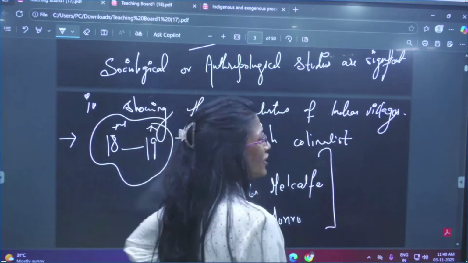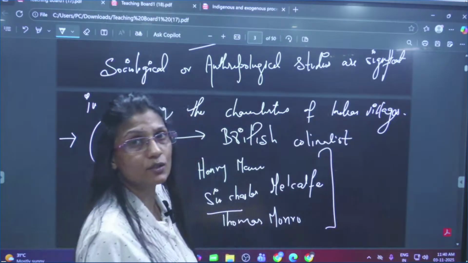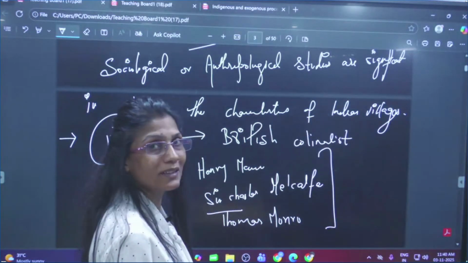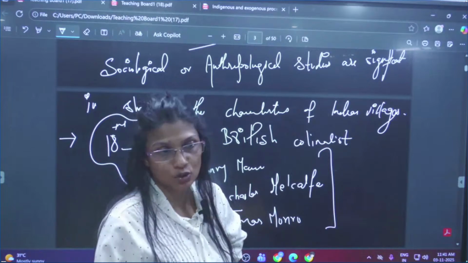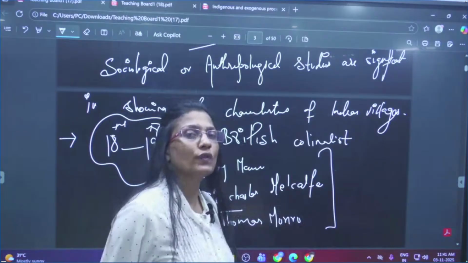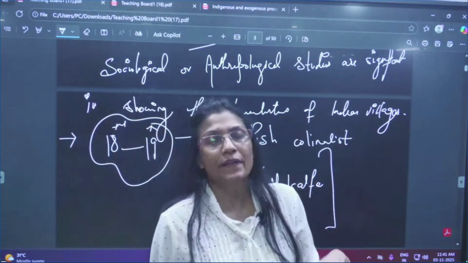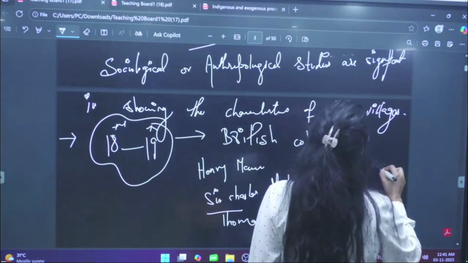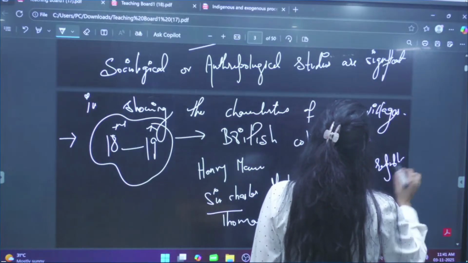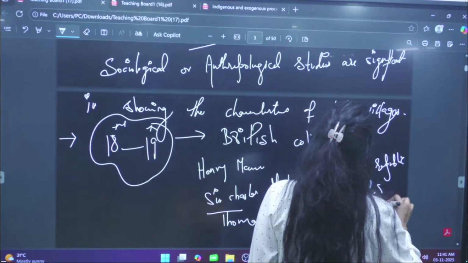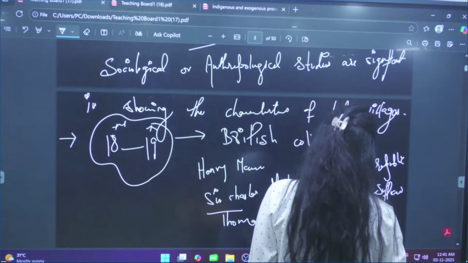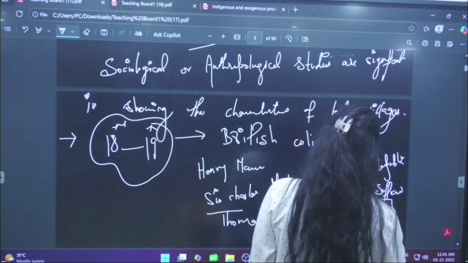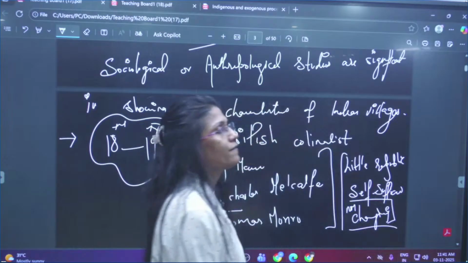had a clear idea that since they needed to control India's diverse population, they must have ethnographic studies on Indian villages. And they always had this mindset to prove that India's villages are like a little republic, self-sufficient, non-changing, non-adaptive, stagnant.